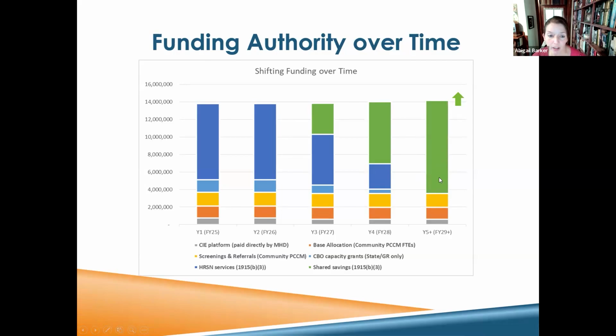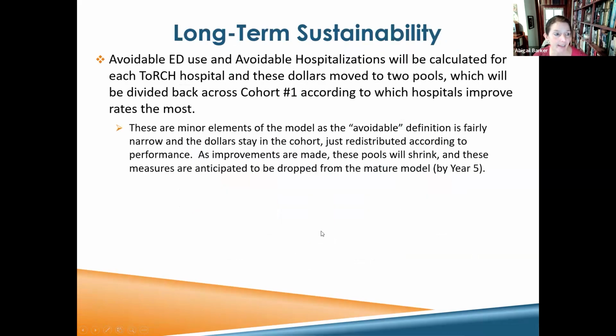Hopefully, the savings generated will more than cover the B3 services that need to be provided. And I think that's where the sustainability opportunity really comes in. And it says something here a little bit about this. Maybe no, it's the next slide.